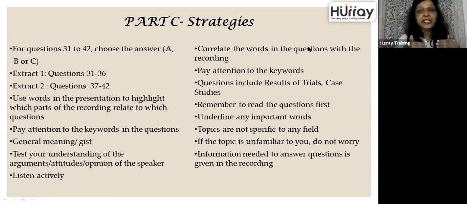So you have to keep your eyes moving. Therefore, don't get stuck with any one particular question. If you go look at one question and you don't get the answer, you'll be stuck there and you'll miss out the further recording and you will not get the answers to the next few questions. So if you don't get an answer, just skip it and keep moving on to the next question.